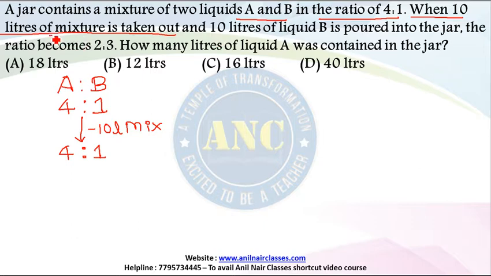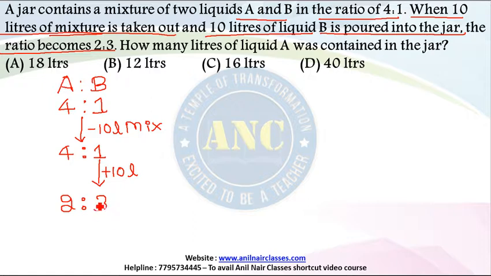When 10 liters of mixture is taken out and 10 liters of liquid B is poured into the jar. Now, for this particular thing, I am adding 10 liters of liquid B. The ratio becomes 2:3. Because of this addition, now the new ratio becomes 2:3. How many liters of liquid A was contained in the jar initially?